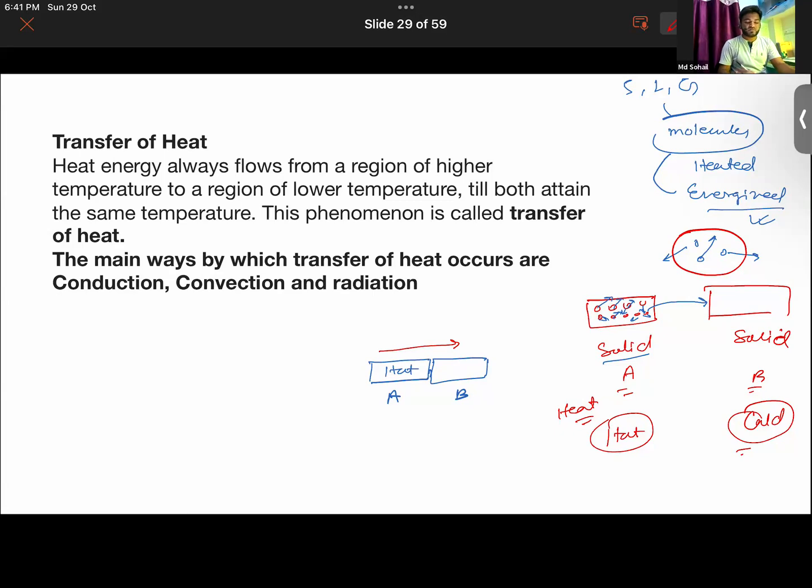When both bodies A and B have acquired the same temperature, the flow of heat will stop. Is that clear? And then, depending upon the different types of medium, the manner in which heat will be transferred will be different. For example, in a solid medium, the transfer of heat will take place by the process of conduction.